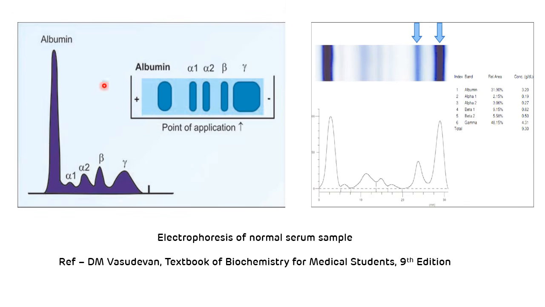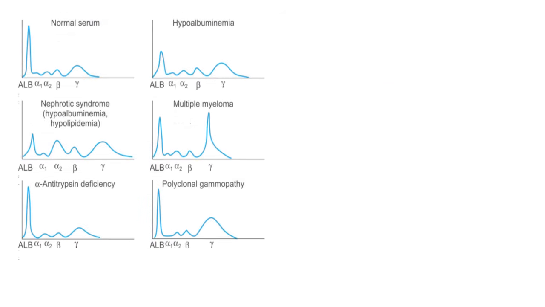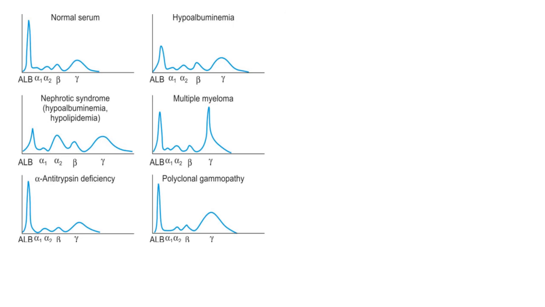So this is the electrophoresis of normal serum sample. This is the picture showing the electrophoretic pattern seen in case of various diseases. So these are the abnormal patterns. This is the pattern seen in case of normal serum sample. There are 5 bands: albumin, alpha-1 globulin, alpha-2 globulin, beta globulin and gamma globulin.